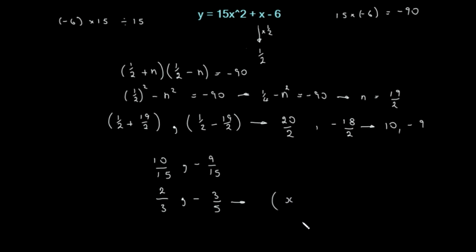Now look at what we do here. Leave a space, there's your x, plus 2/3. Bracket, leave a space, there's your x, minus 3 over 5. That 3, we move to there. That 5, we move to there. So we end up with 3x plus 2, 5x minus 3. And that is your factorisation of that.